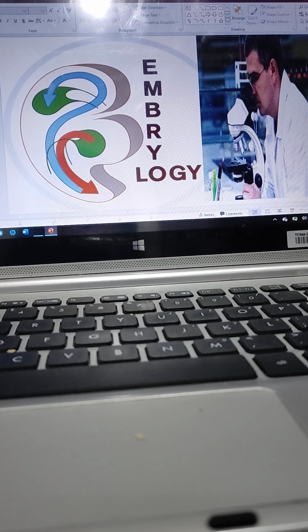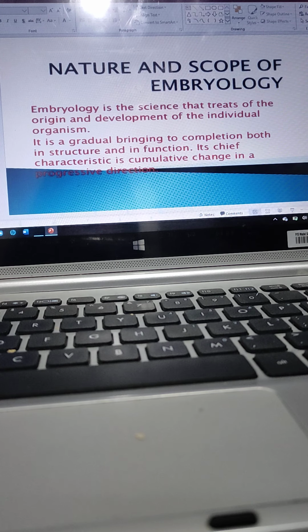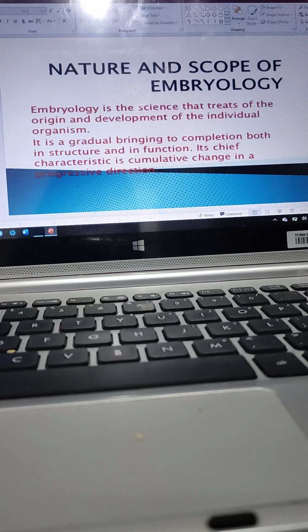Embryology, if we want to define it, is the study of animal development from the fertilized egg to the formation of all major organ systems. Or in other words, embryology is the science that treats of the origin and development of the individual organism. Simply, embryology is the study which deals with the formation of the adult organism from its fertilized egg. It is a gradual bringing to completion both in structure and in function.